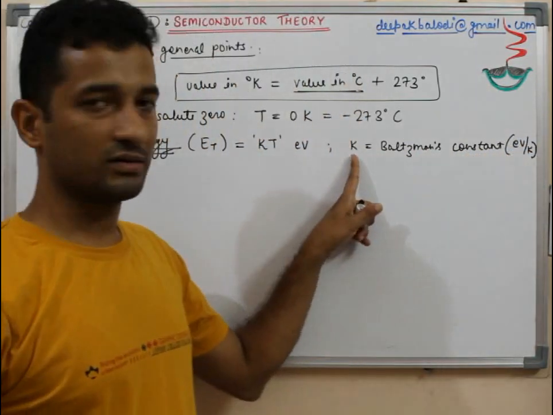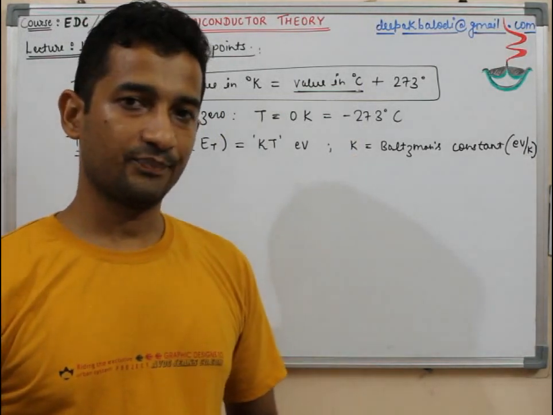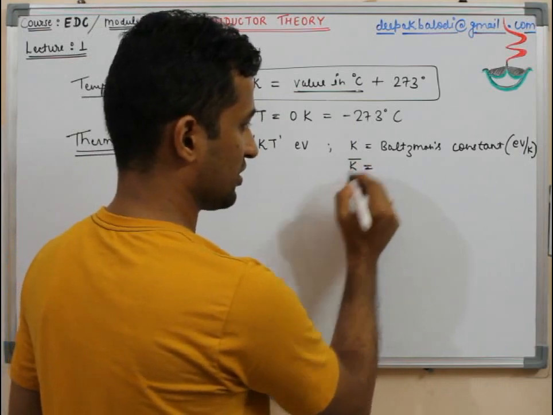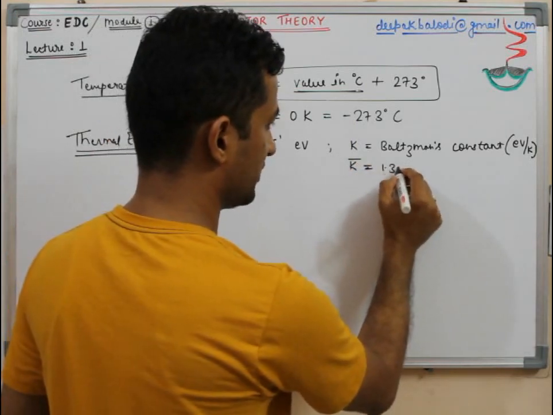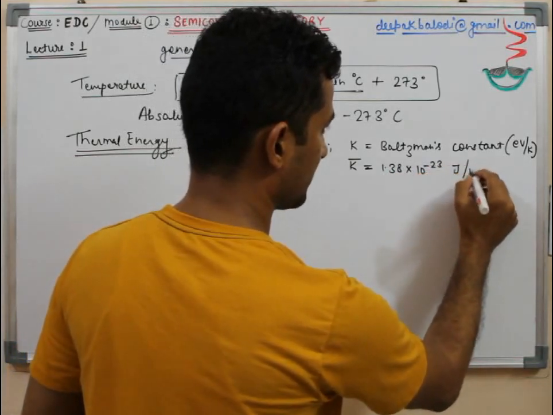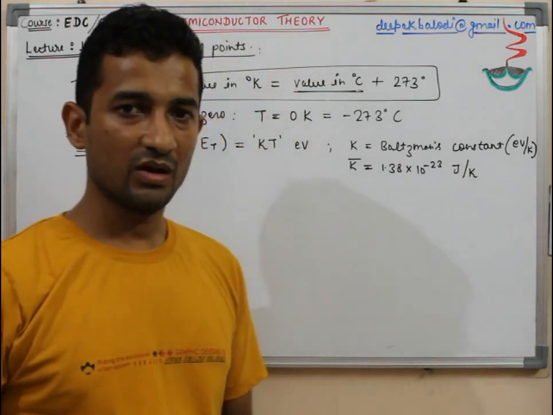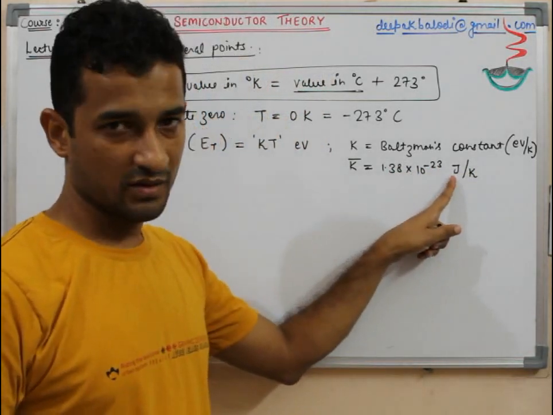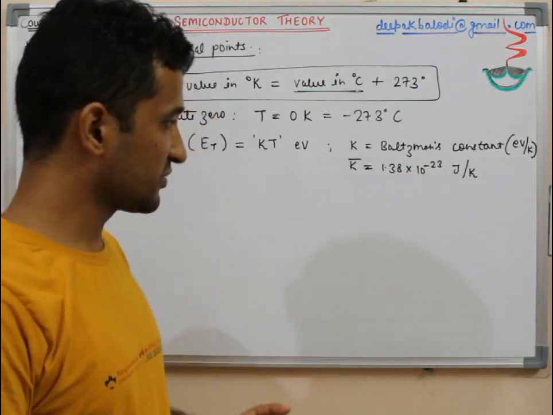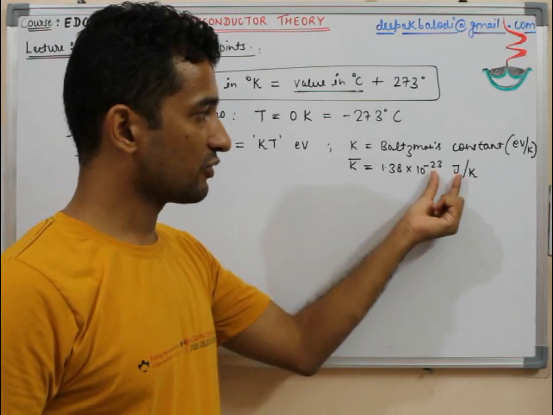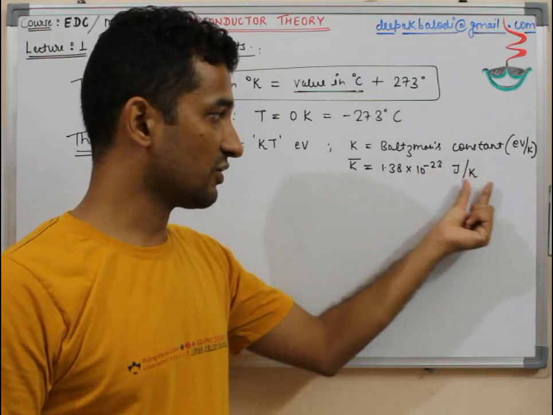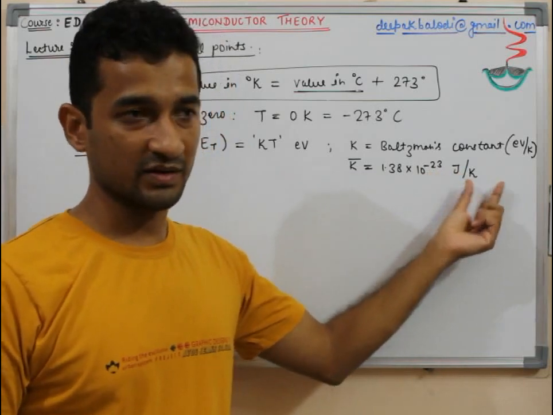Please mind that the Boltzmann constant with which we are familiar, that is K hatch, or 1.38 into 10 to the power minus 23 joules per Kelvin. So we are only familiar with this kind of unit of Boltzmann constant. The Boltzmann constant gives us the amount of energy gained, or the difference in energy, due to the change per unit temperature.